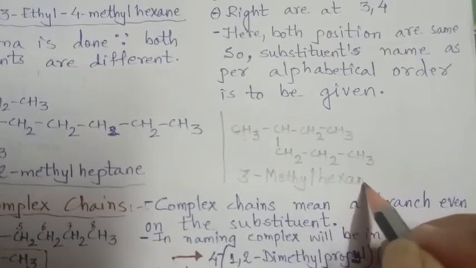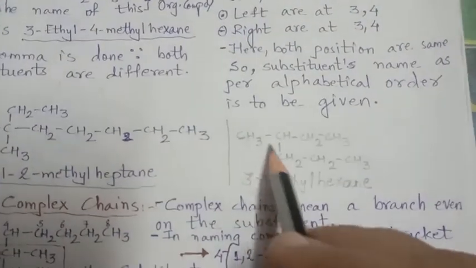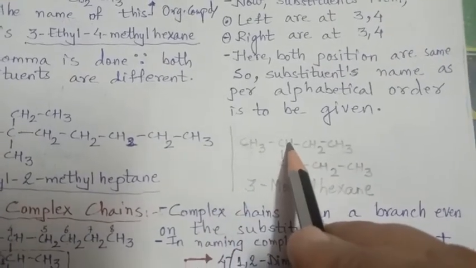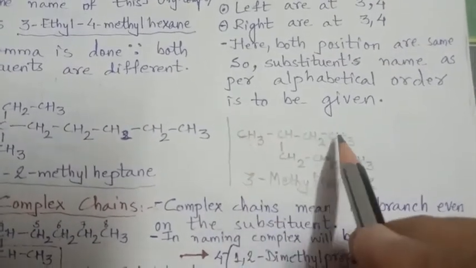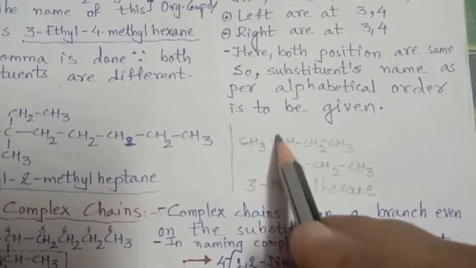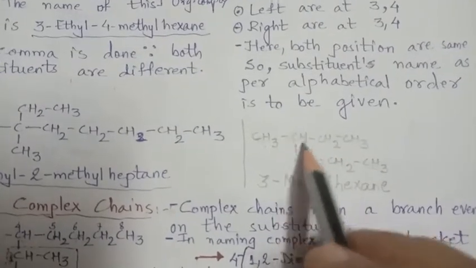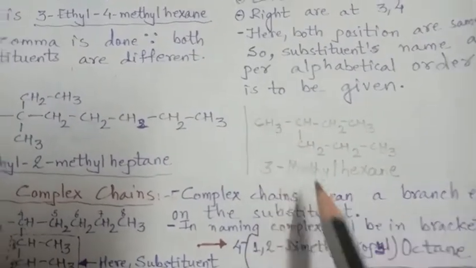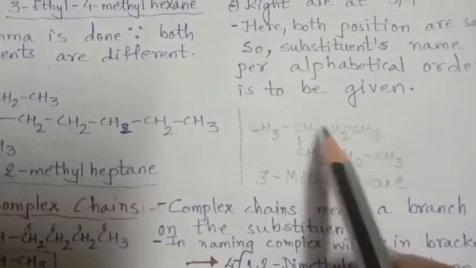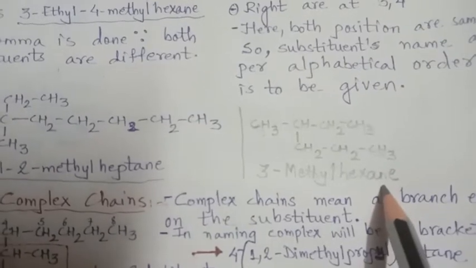I hope those who had the query understand that we can't count this one as the longest chain, but this is to be considered a substituent, because the other is the continuous chain. Clear? So the name will be: 1, 2, 3, on the third carbon there is a methyl group attached. So 3 hyphen methyl, and the total number of carbons is 6. So 3 methyl hexane. Clear?